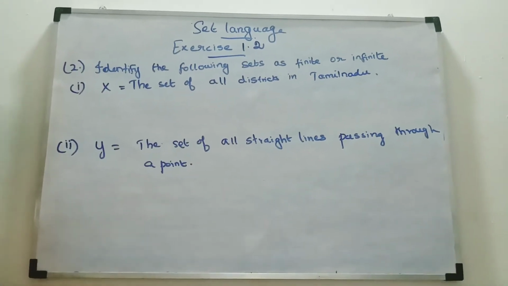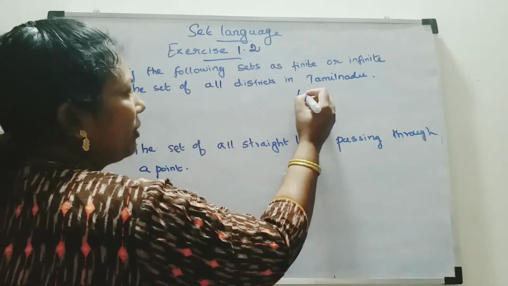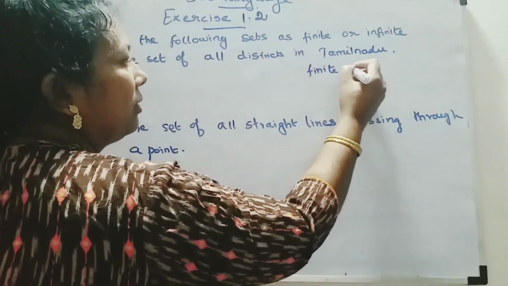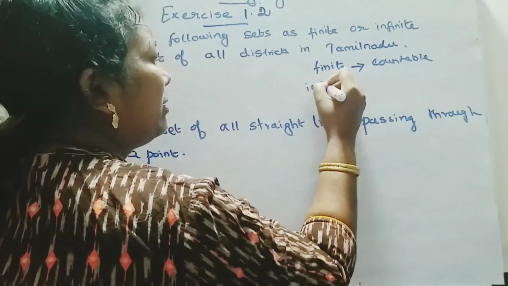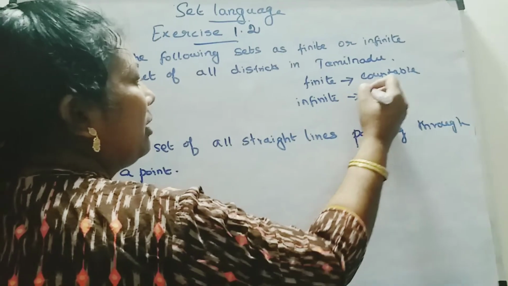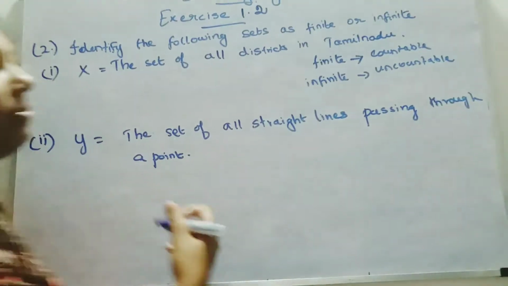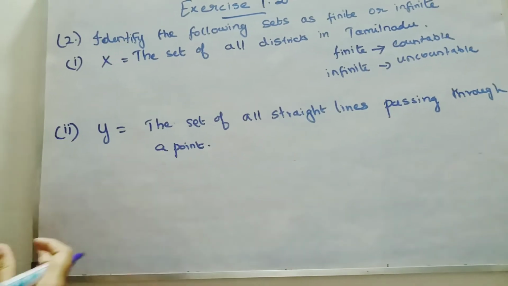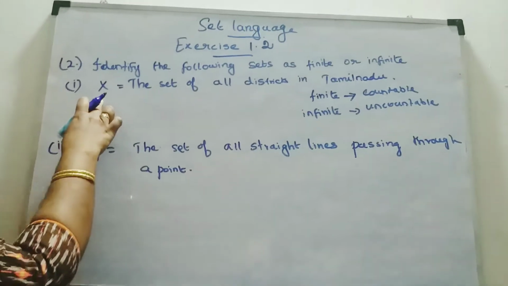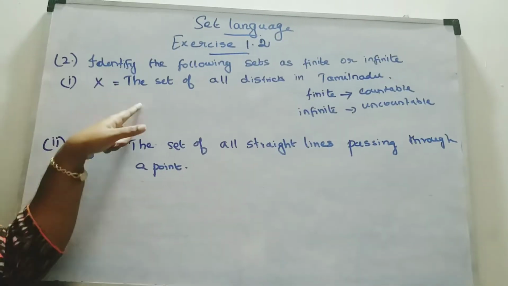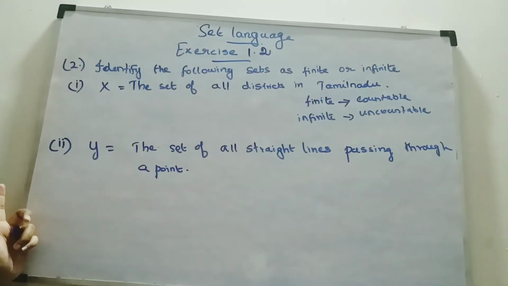Actually, what is finite? Finite is countable, and infinite is uncountable. That is, you cannot count the number of elements. It goes on, so it's not possible for you to count the number of elements in a set. If you see it in that way, the set of districts in Tamil Nadu is countable, right?